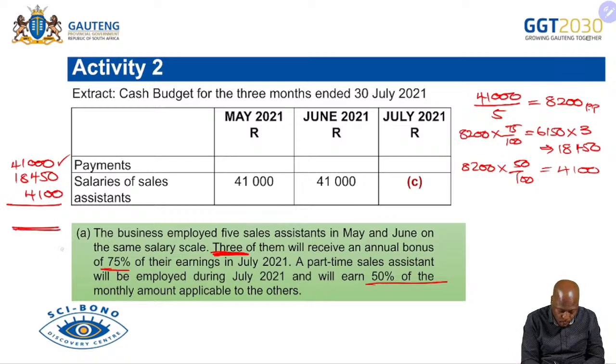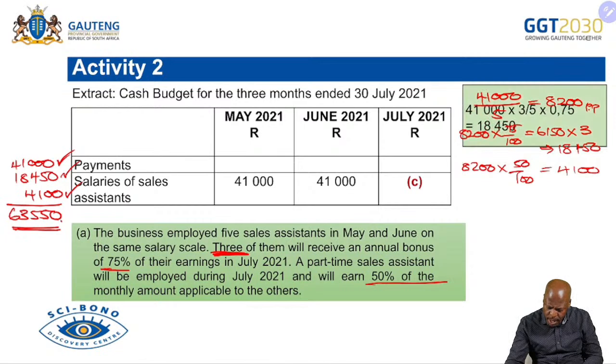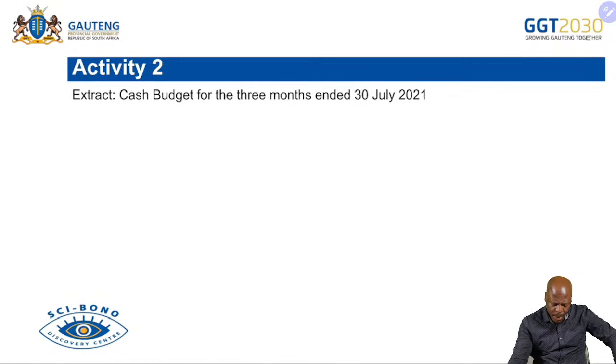Then we can have the total now. You're saying your 41,000, which is what we paid them every month, and then the bonus 18,450 plus the part-time assistant salary. Then if you add the total, please tell me how much do you get. 63,550 is what we then get. 63,550, and then we can get our amounts like that. Let's quickly go on to the next aspect.